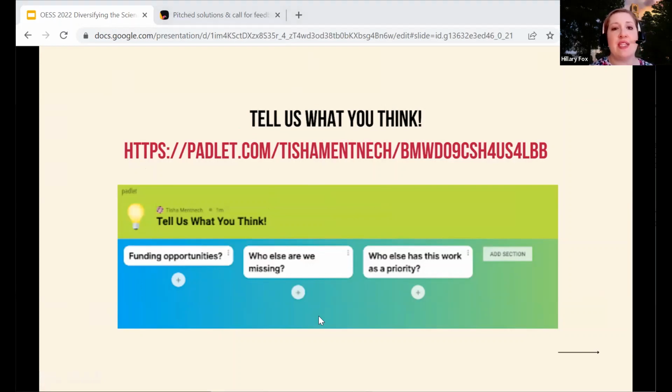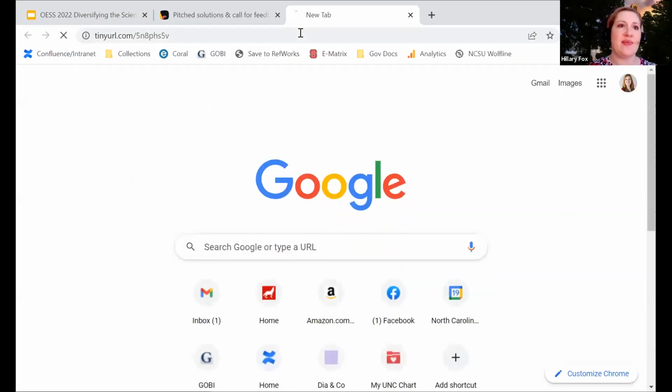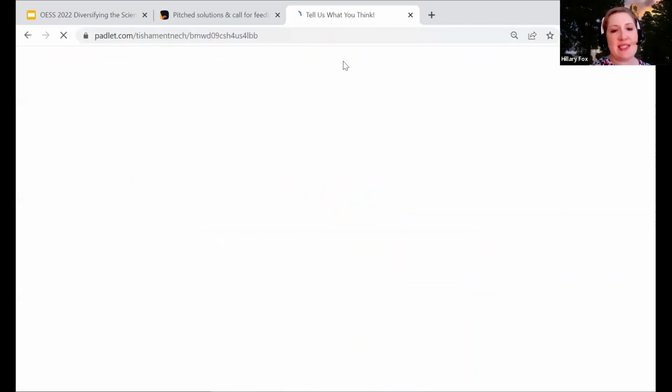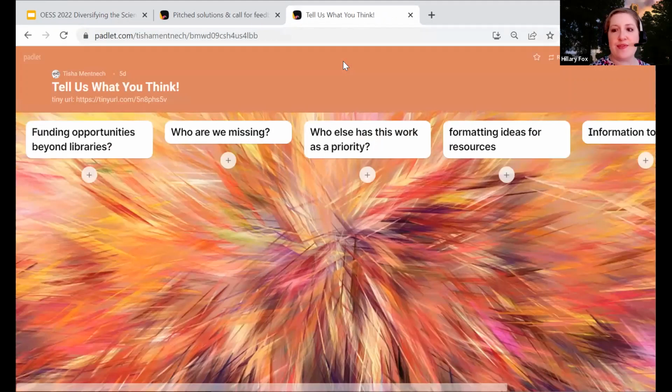Michelle has dropped the link to the second Padlet in the chat. And it is the same link that is on the slide. We just made it into a tiny URL. But what we'll do with this is we'll spend about 5-ish minutes giving people a chance to contribute. And like before, we'll do another 1-minute overview of it.